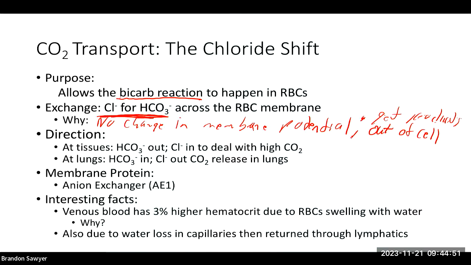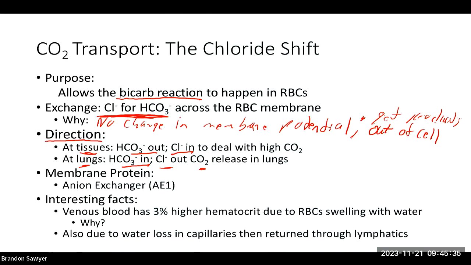But when we do that, that would potentially change the membrane potential of the cell. So instead of allowing that to happen, we bring in a negatively charged ion and we send out a negatively charged ion as well. So those two things go together. And really the direction of that exchange depends on where the red blood cell is. When the red blood cell is down at our tissues, which is where it's going to be picking up CO2, then bicarbonate is going to go out of the cell and chloride is going to come in. And then when we need to get rid of that CO2 so we can breathe it out, which is happening down here at the lungs, then the shift happens the other direction. We bring that bicarbonate back in, we send that chloride back out, and then we can create CO2 again and release it in the lungs.